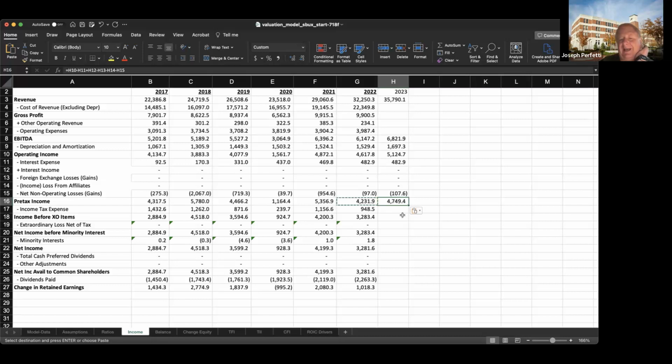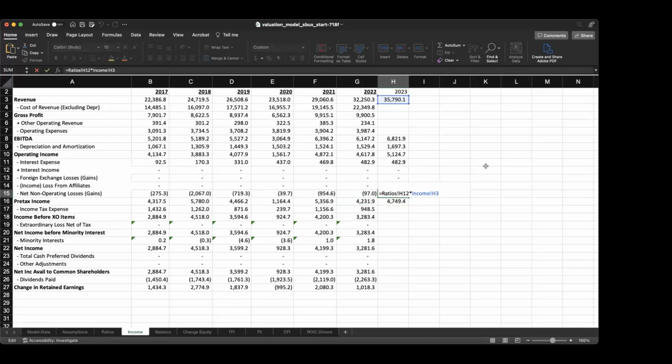The next line item is how much tax? Yep. Could you please go back to cell H15? Sure. That's because on the ratios tab, the last income statement ratio was non-operating gains and losses as a percentage of sales. That's ratios H12. We're going to take that ratio and multiply it by 2023 revenue, income H3. Thank you. Sure.